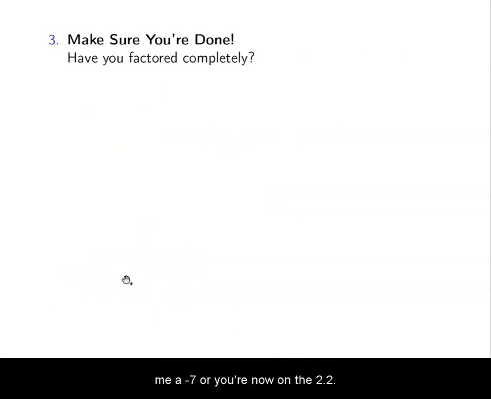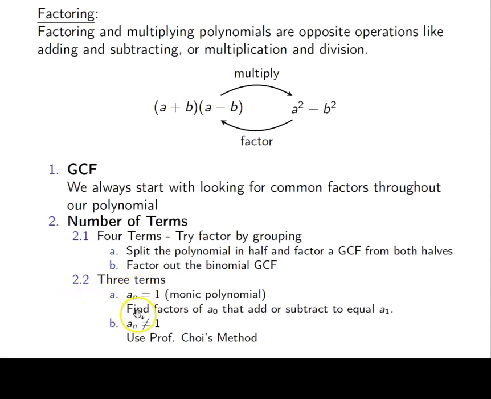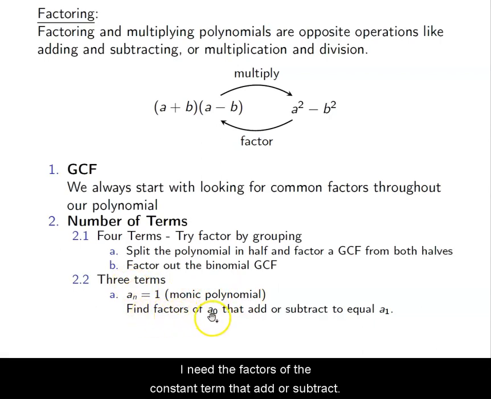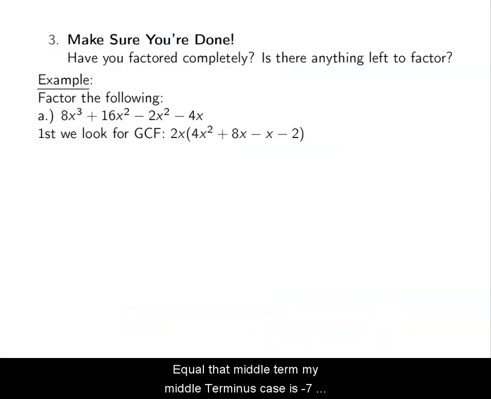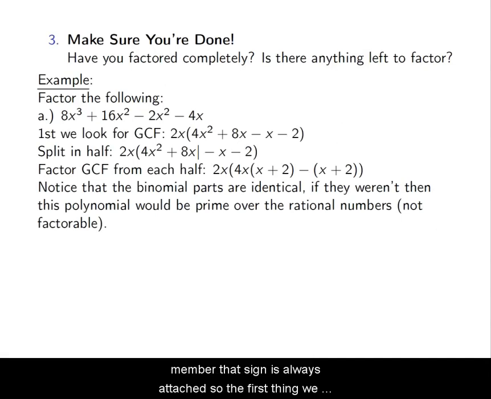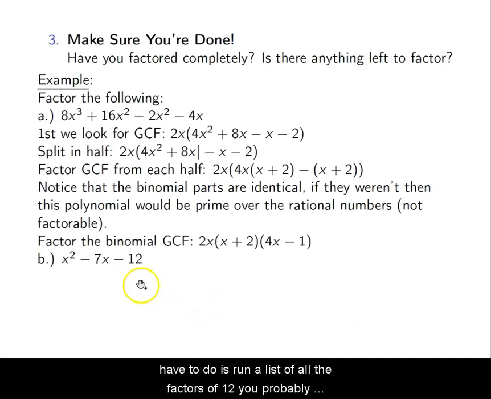Okay, so again, we're now on the 2.2 part A. All right, it's a monic 3-term polynomial. I need the factors of the constant term that add or subtract to equal that middle term. My middle term in this case is -7. Remember, that sign is always attached.